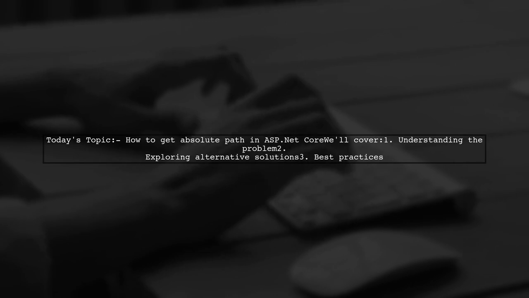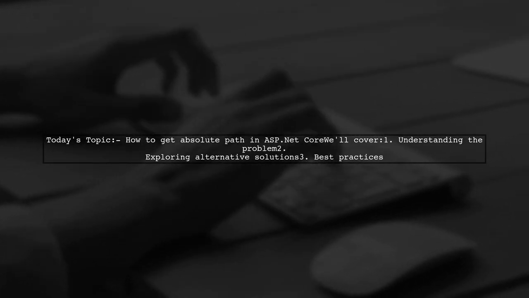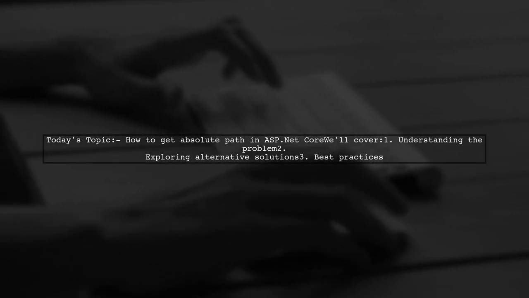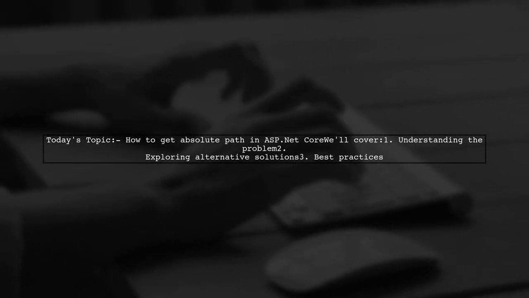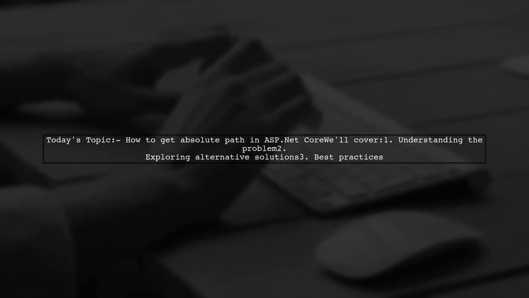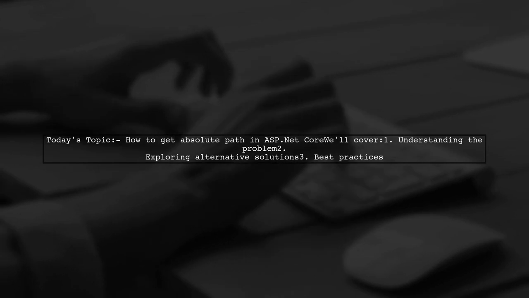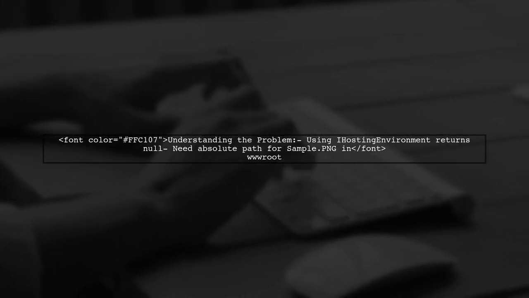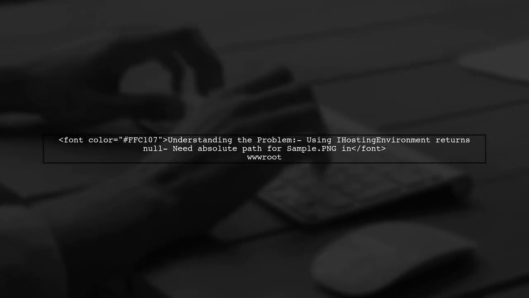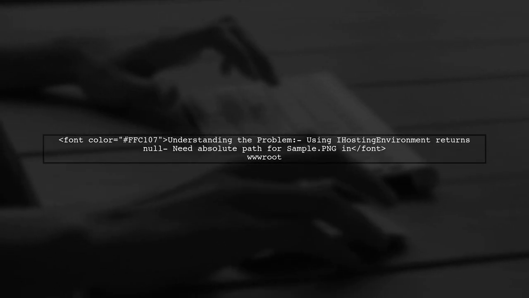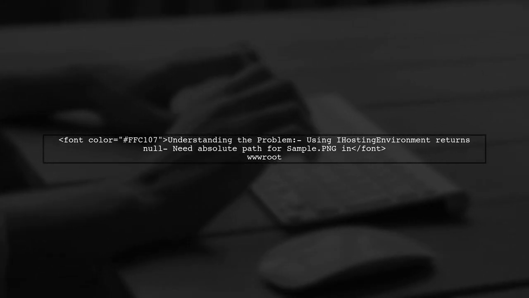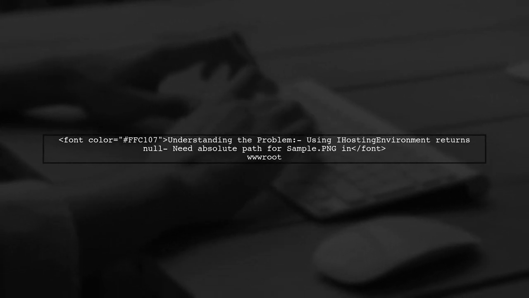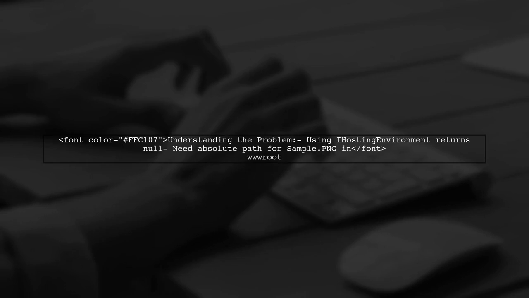Today, we're tackling a question that many ASP.NET Core developers encounter. Our viewer is looking for an alternative way to get the absolute path in ASP.NET Core, specifically instead of using Server.MapPath. The viewer mentions trying to use IHostEnvironment, but unfortunately, it returned null for both content root path and web root path. They need to access an image file named sample.png located in the wwwroot folder. Let's dive into how we can solve this issue effectively.